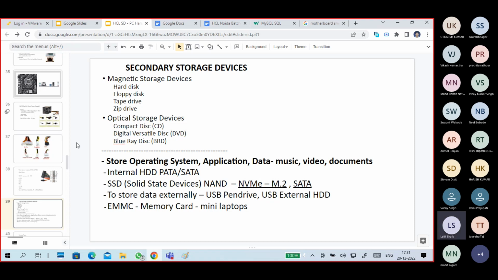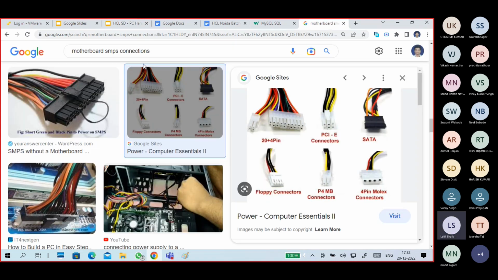Okay, so these are the main two parts, guys. Next is about your storage. Hard disk, floppy disk, tape drives, zip drives, different secondary storage devices are there. I will talk about the hard disk, but floppy disks are 1.44 MB in size. Nowadays we are not using them because the data capacity is very small. Tape drives we are still using.